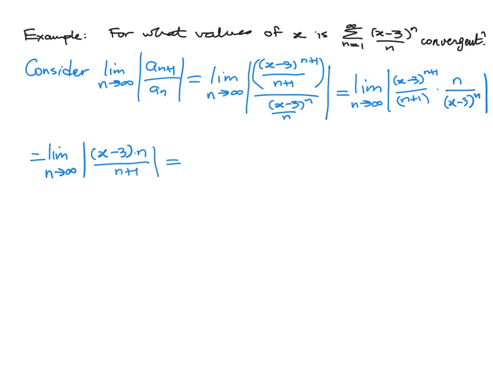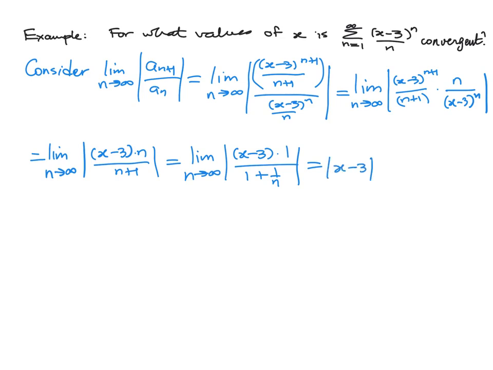Now recall that x is an unknown. It has nothing to do with this limit. This limit is all about n goes to infinity. So let's focus on the n and just ignore the x for a second. If I want to evaluate this limit, I need to multiply top and bottom by 1 over n. So I'm going to have the limit as n goes to infinity of the absolute value of x minus 3 times 1 over 1 plus 1 over n. That's what I get when I multiply top and bottom by 1 over n. And so now, as n goes to infinity, this becomes 0 here. So it's absolute value of x minus 3 times 1 over 1. So just absolute value of x minus 3.